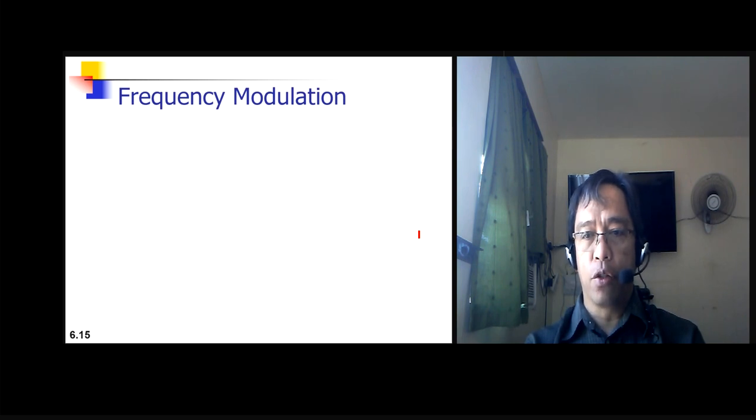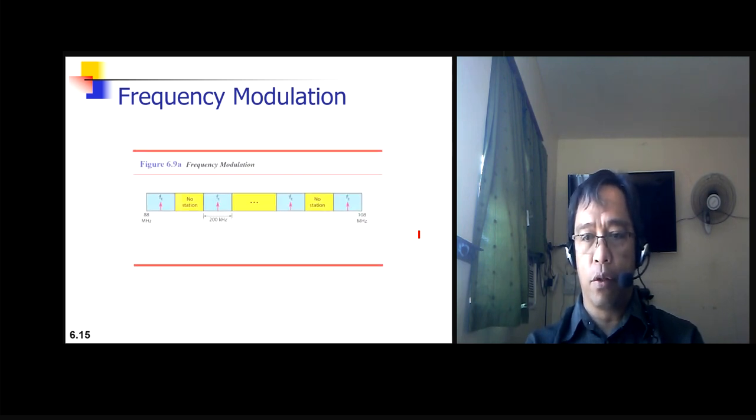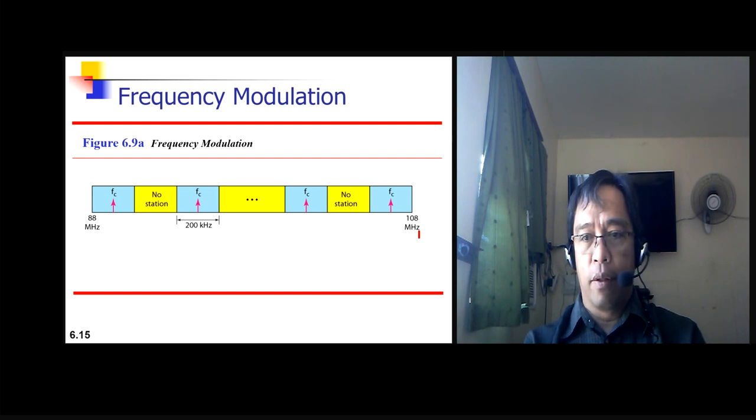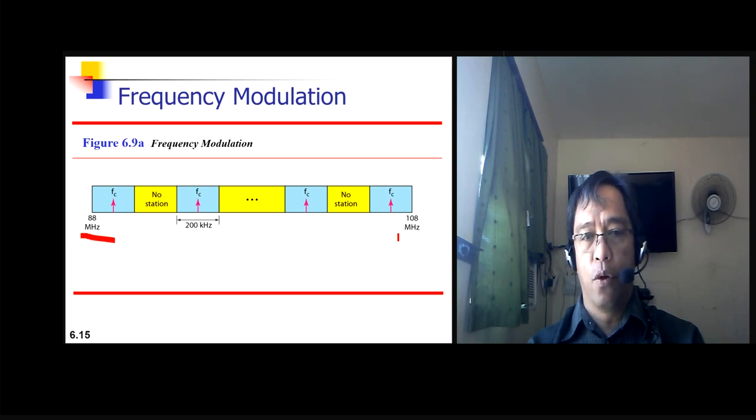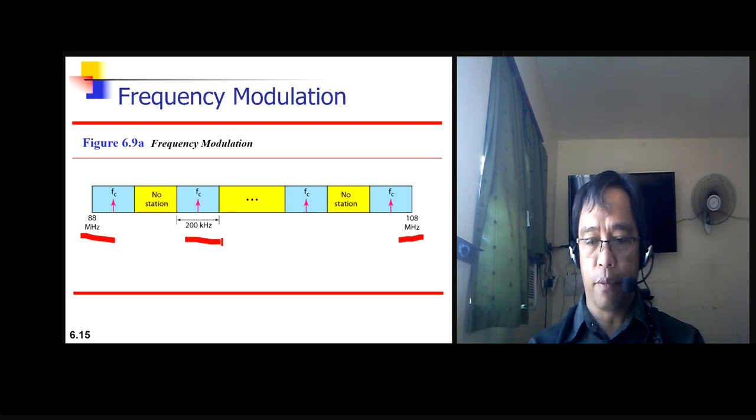Other applications of FDM include frequency modulation radio broadcasting. As you can see in Figure 6.9a, a typical FM band operates at frequencies from 88 MHz to 108 MHz, with 200 kHz bandwidth for each channel.